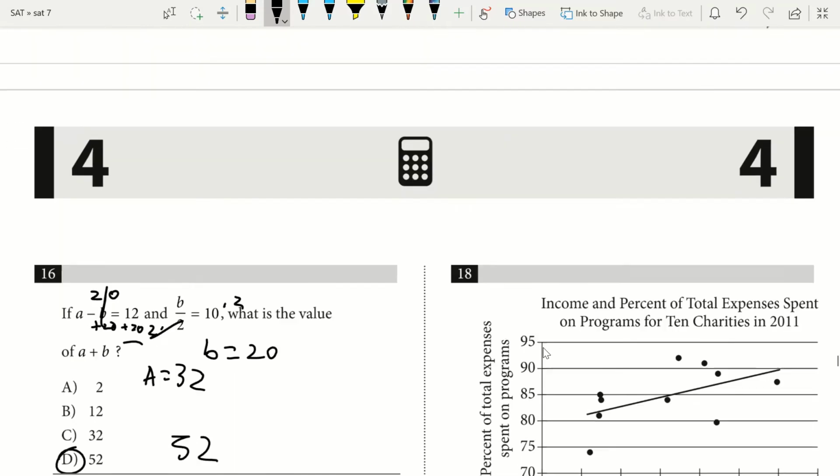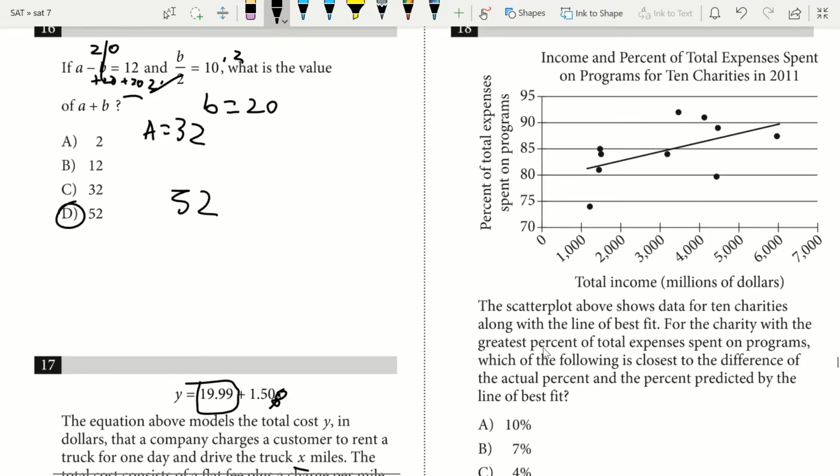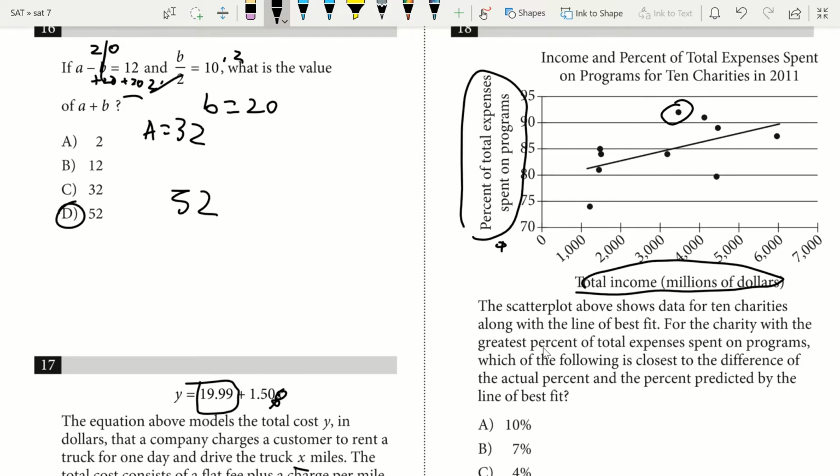All right, question 18. Income and percent of total expenses spent on programs for charities in 2011. So I've got my percent of total expenses spent on programs on my y-axis, total income on my x-axis. The scatter plot above shows data for 10 charities along with the line of best fit. For the charity with the greatest percent of total expenses spent on programs, so my greatest y value, which is going to be right here, which of the following is closest to the difference between the actual percent and the percent predicted by the line of best fit?